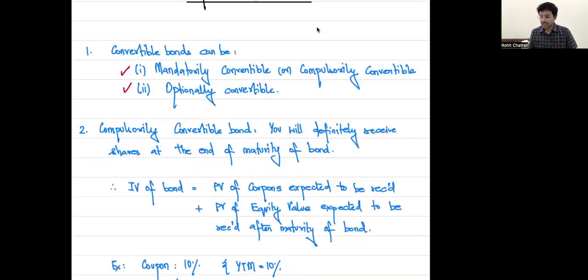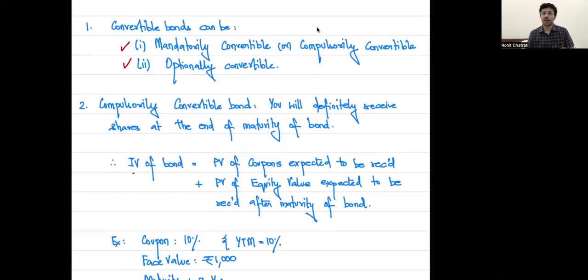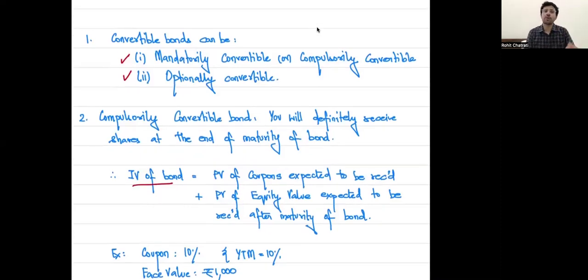In case of a compulsorily convertible bond, the intrinsic value: we calculated the intrinsic value of a normal bond as the present value of the future cash flows that we are expecting to receive. In case of a compulsorily convertible bond, intrinsic value is going to be calculated as the present value of coupons plus the present value of the equity share value that is expected to be received after the maturity of the bond. In the example that I gave, at the end of fifth year, the bond is going to compulsorily get converted into equity shares.